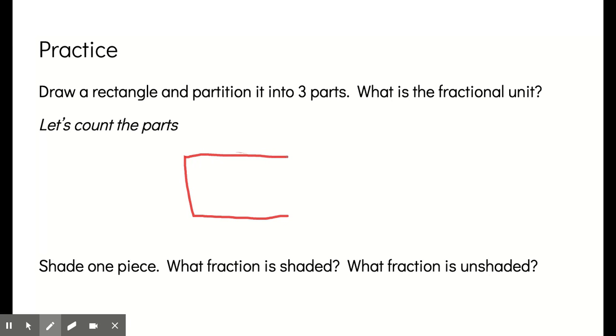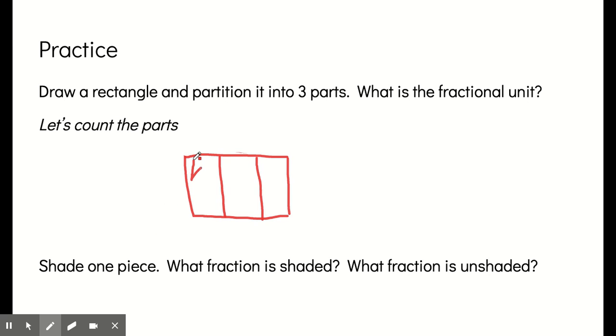All right, that's a little better. Here is my rectangle, and I will partition it into 3 equal parts. There looks good, and there. So I have 3 equal parts. What is the fractional unit? 3 parts means that it is partitioned into thirds. 1/3, 1/3, and 1/3.